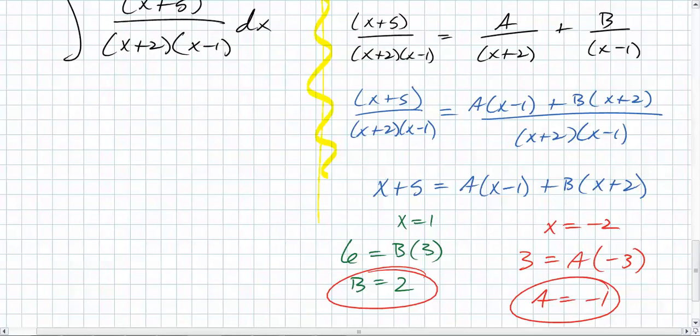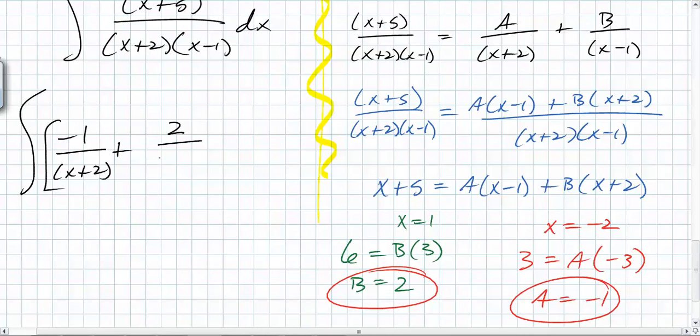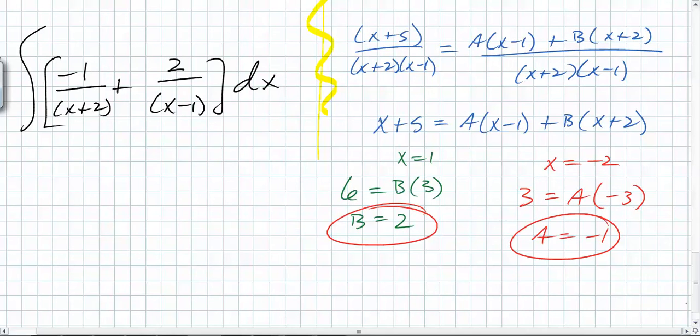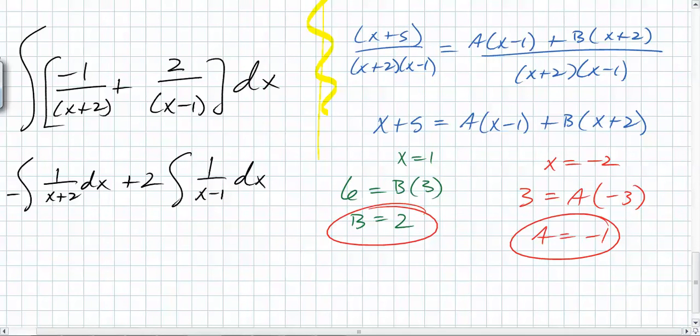Okay, so now what do we know? We know that this integral is equal to the integral of negative 1 over x plus 2 plus 2 over x minus 1 dx. These are the same, right there. We haven't done anything. So now we have the negative integral of 1 over x plus 2 dx plus 2 times the integral of 1 over x minus 1 dx.